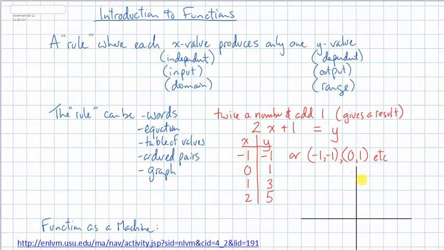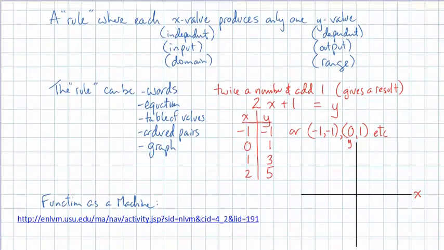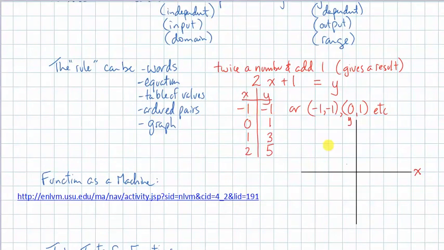-1, -1. Well, this is the y-axis, this is the x-axis. Let's move this down to make a little more room. -1 x, -1 y. There's that point plotted. 0, 1. 0 in x, 1 in y. 1, 3. 1 in x, 3 in y, and so on. And we can see that in this case they're lining up as though to make a line.